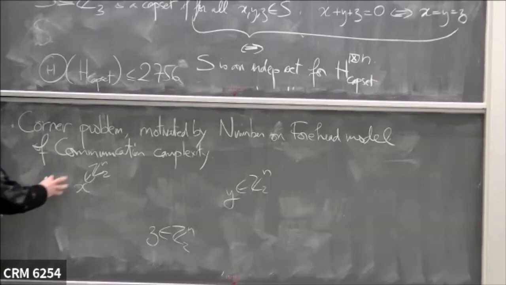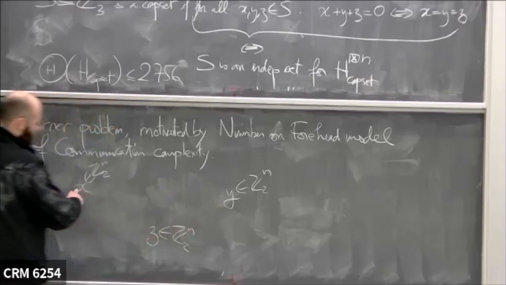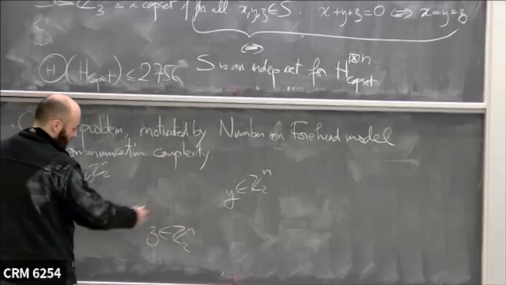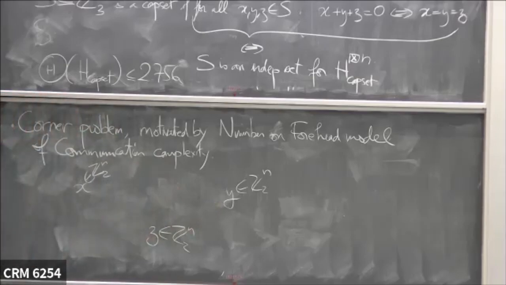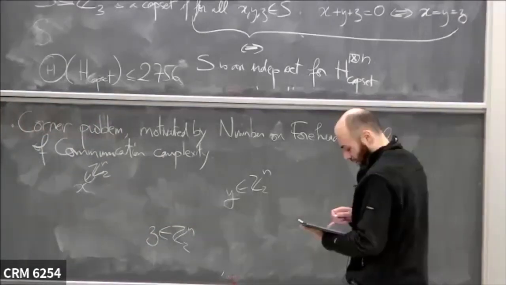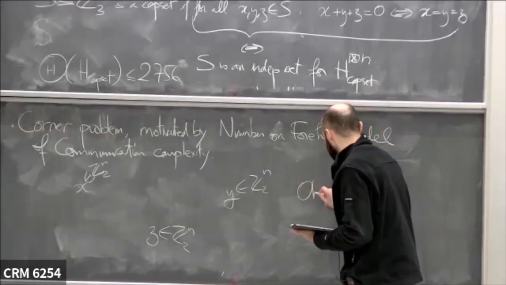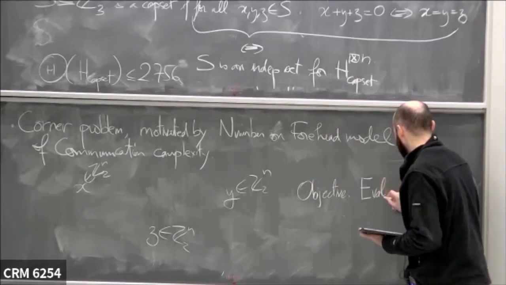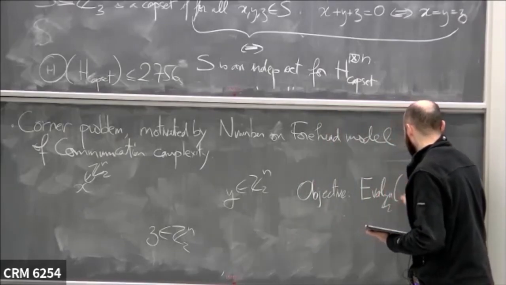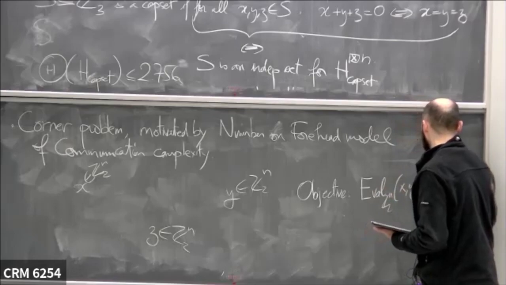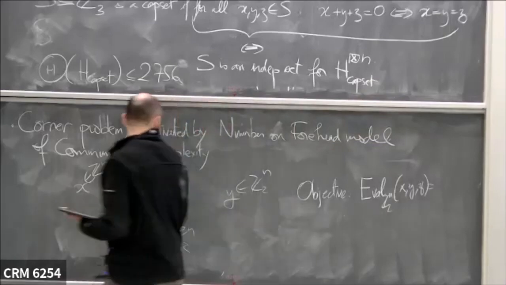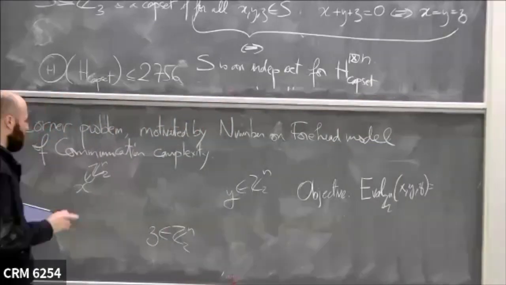Okay, so Alice, who's here, sees Y and Z, but not her own X. Each one has this input, and they would like to compute some function of these three variables. The objective is, let's call it Eval Z2n of X, Y, Z. They would like to compute whether, if I add up X and Y and Z, I get 0 or not.